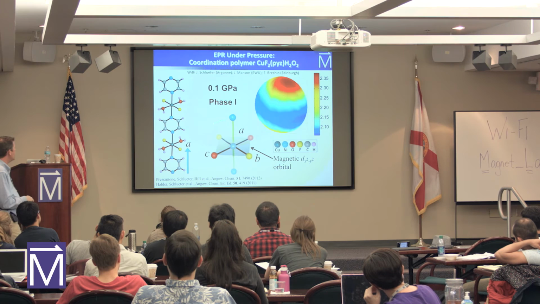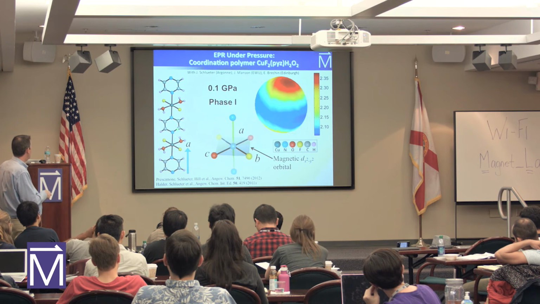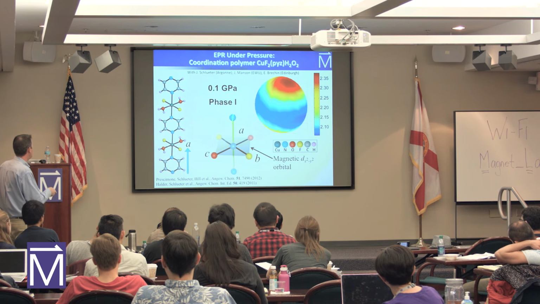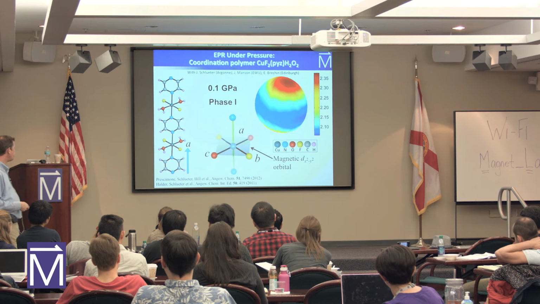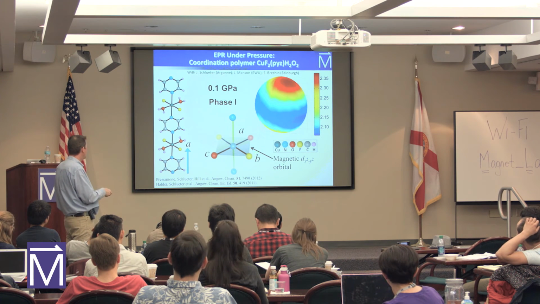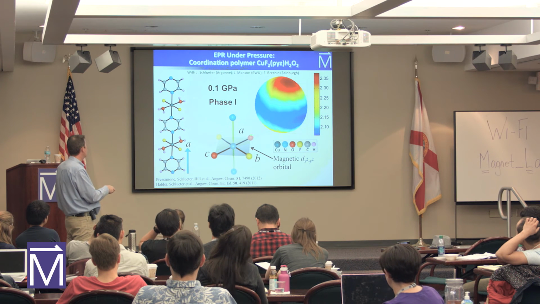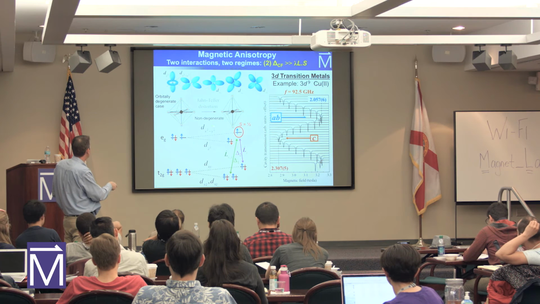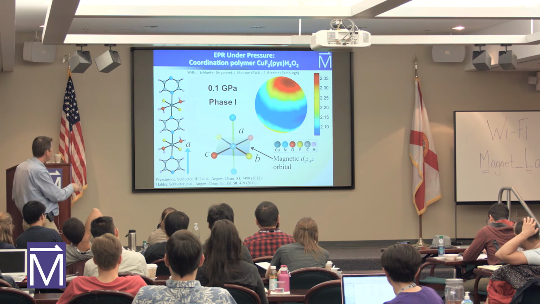And at ambient pressure, the Jahn-Teller elongation is actually along these copper-nitrogen bonds. So this bond along the a-axis is actually longer than the bonds in the plane here. That means that the magnetic electron resides, if you go back to this picture, remember, in the x squared minus y squared orbital, which is this one. So it resides in this plane.